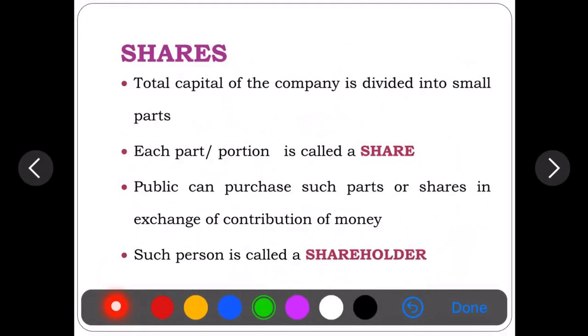Shares. As we all know, the total capital of the company is divided into small parts. Each part is called a share. General people or general public like you and me can purchase such shares of the company and be the owners of the company at a very, very small investment. Such people who invest in the company by purchasing shares are called the shareholders of the company.